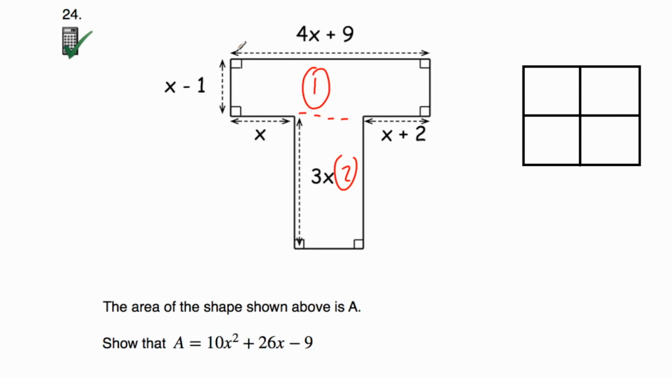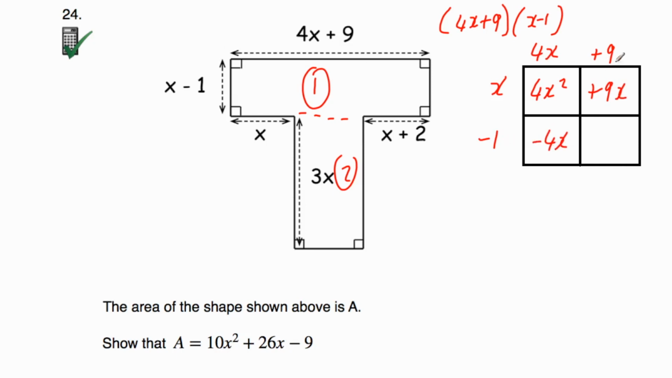So the area of this rectangle on the top, its length is 4x plus 9, its width is x minus 1, so let's write that down. So 4x plus 9 times x minus 1. If we multiply that out, that'll be the area of this top rectangle, rectangle 1. So that's 4x plus 9, and down here we've got x minus 1. So 4x times x is 4x squared. 9 times x would be plus 9x. 4x times minus 1 would be minus 4x. And 9 times minus 1 would be minus 9.